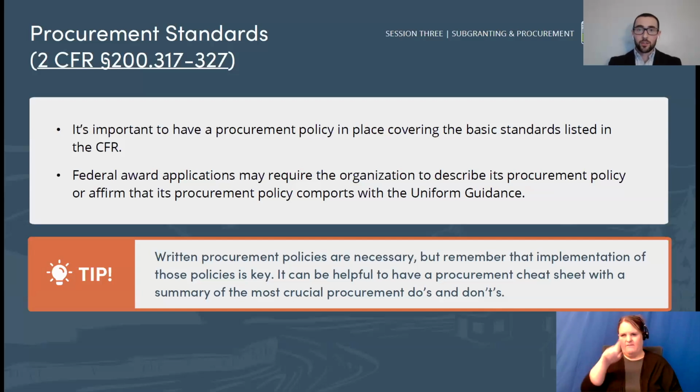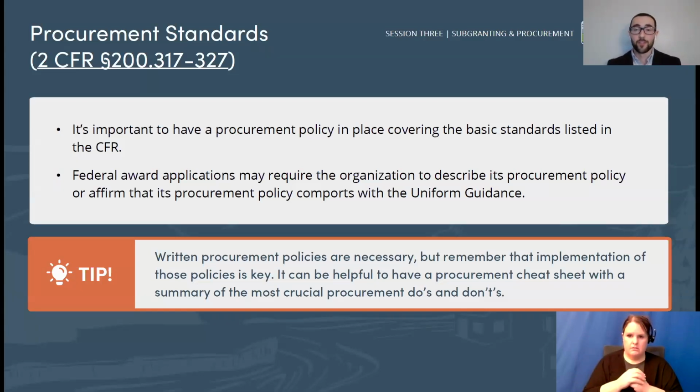Okay, let's go through some procurement standards. This part of the Code of Federal Regulations is extensive. There is quite a lot on procurement. It's a very important component of the uniform guidance. And so obviously, because of that, it's going to be important for your organization to have a procurement policy in place. And what that procurement policy should do at bottom is cover the basic standards listed in the Code of Federal Regulations or the uniform guidance, right?